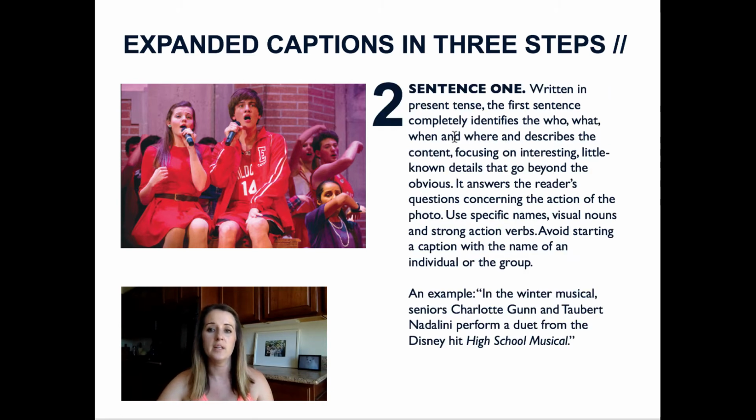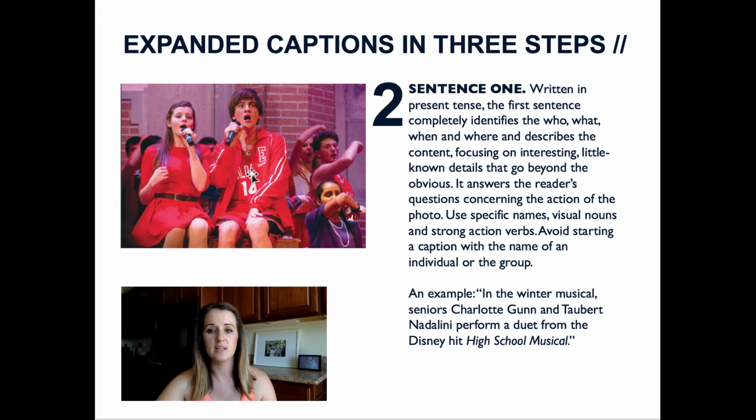So sentence one should be a sentence in present tense. The first sentence always kind of identifies the who, what, when, where, and why, or minus the why actually. It describes something interesting beyond what the viewer can make out from the photo. So give some details that go beyond the obvious. We don't want to go like, oh, here are two people sitting and singing. Duh, your viewer can tell that too. So you need to tell them the additional information that they wouldn't know just by looking at this photo.